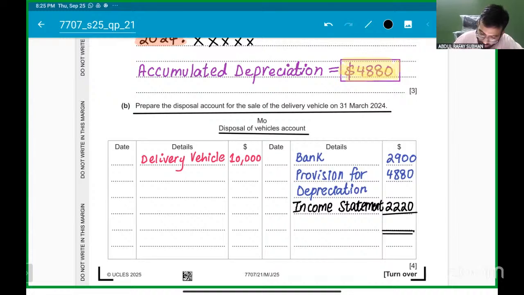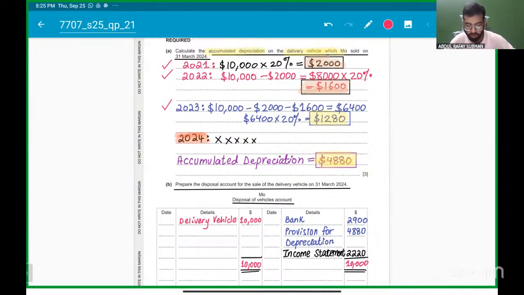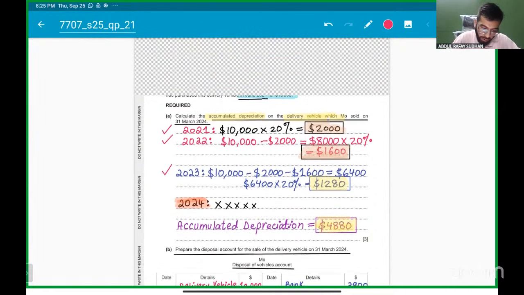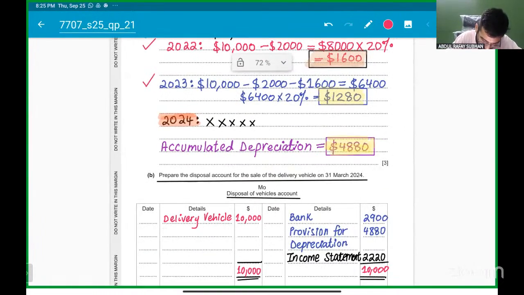Let's also do the marking scheme split as well. So it will be 10,000 on both sides, and 10,000 on both sides as well. What students need to understand is basically dates are also important. So we write down the dates as well, that everything happens on the disposal date, which is 31st March 2024. You make the T account on the disposal date, March 31st, 2024.